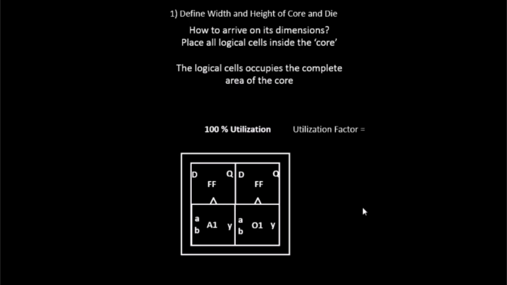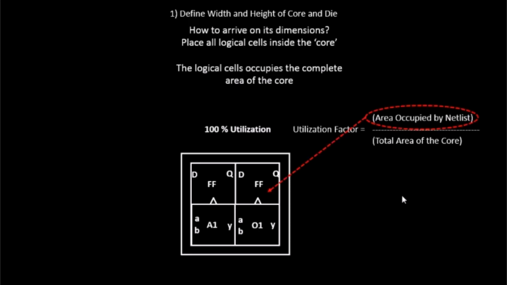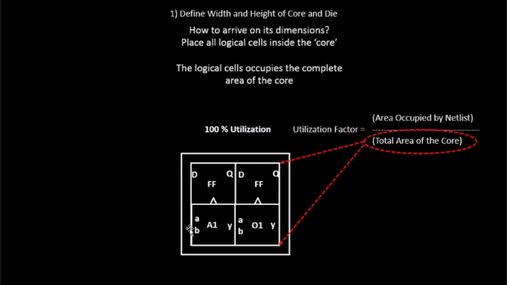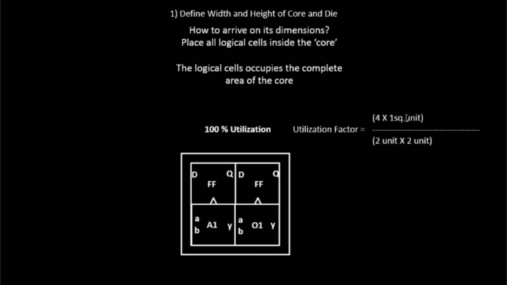And with the help of the 100% utilization, we come up with a term which is utilization factor. The definition for utilization factor is the area occupied by the netlist, which is 4 square unit, divided by the total area of the core. If we put in the dimensions, the area occupied by the netlist is 4 into 1 square unit, and the total area of the core is 2 into 2 square units, which is 4 square unit by 4 square unit, and the utilization factor comes to 1.